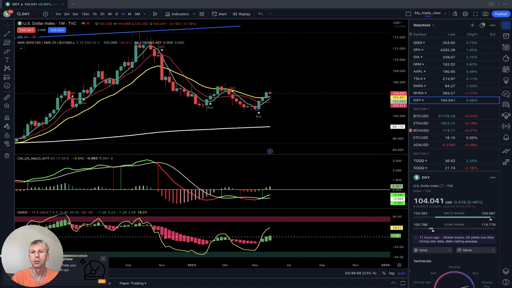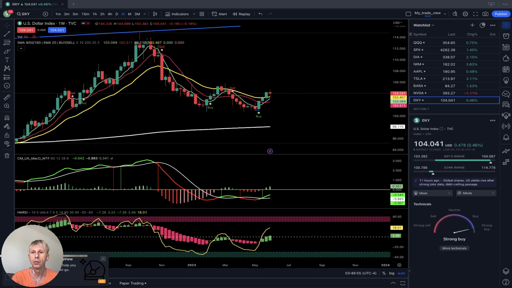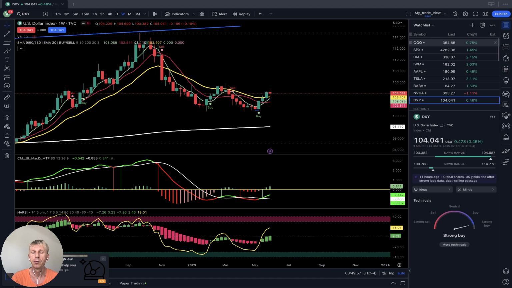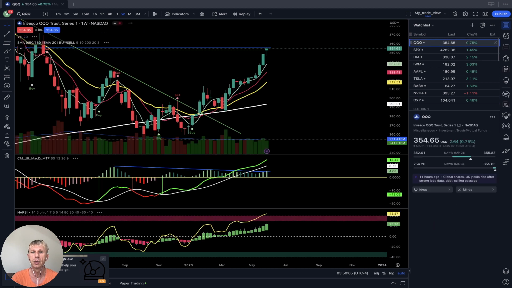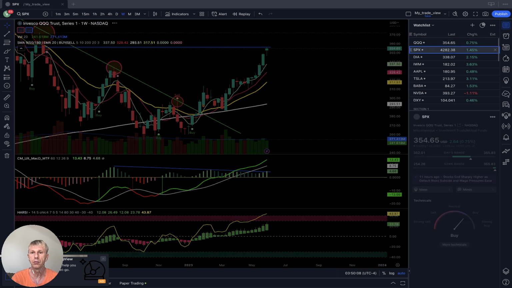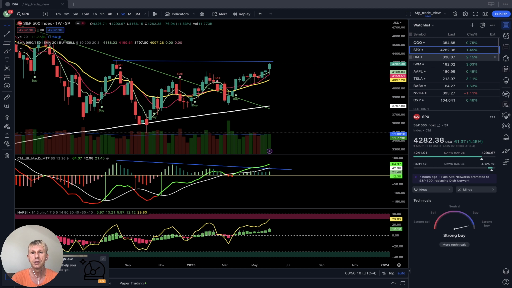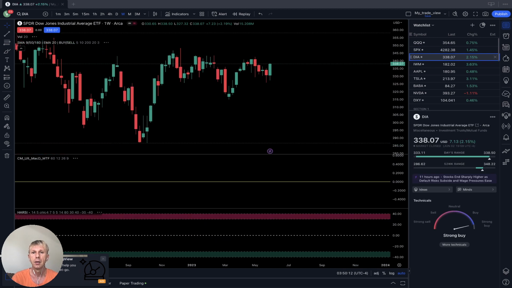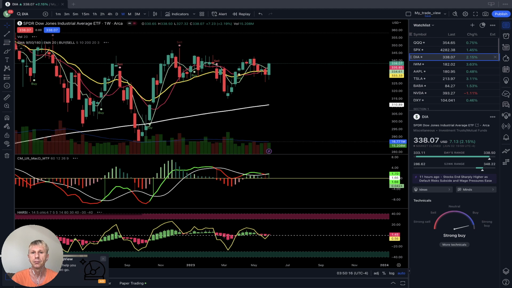That's all. Let's do summary. Let me start from Qs. Weekly time frame, very bullish on all indicators. Qs very strong, very bullish. S&P 500 strong, very bullish. Dow Jones just flat. It didn't move anywhere, just flat on weekly time frame. Dow Jones just flat, right?